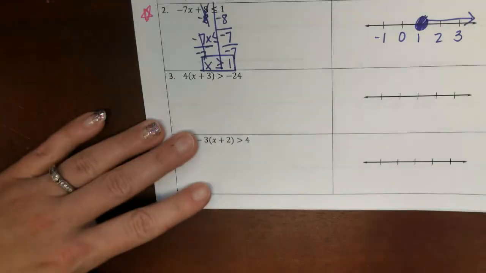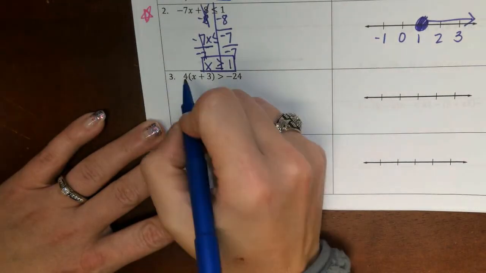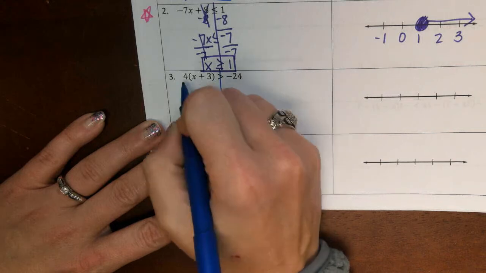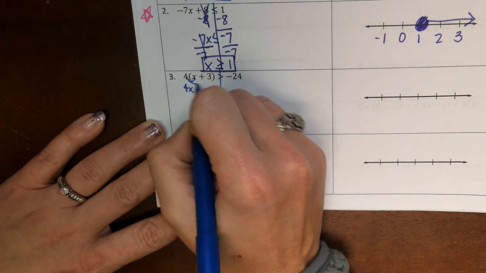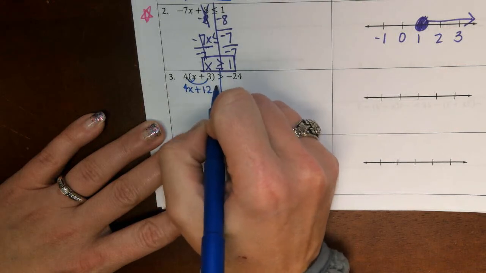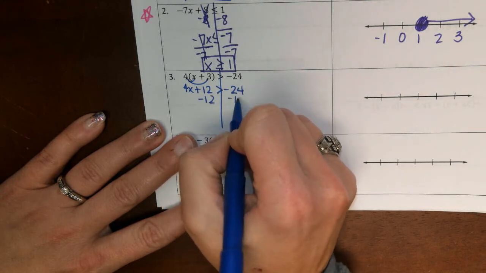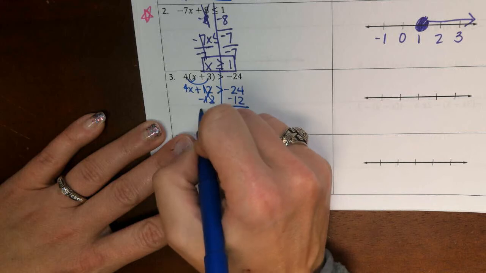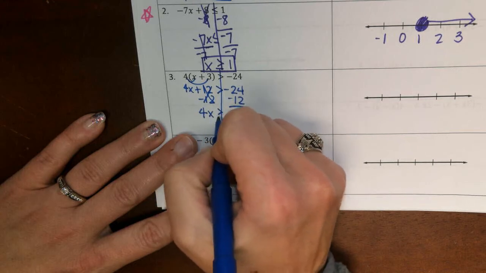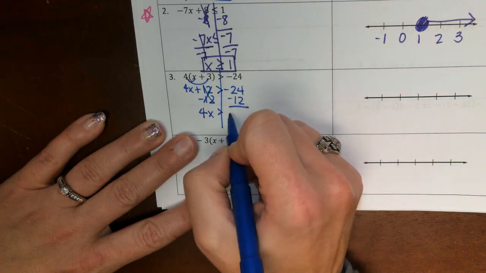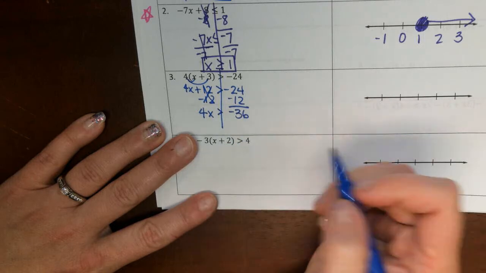Down here, distribute your 4 first. 4 times x is 4x. 4 times 3 is 12. We're going to subtract 12 from both sides to get the x by itself. It leaves us with 4x is greater than negative 36.